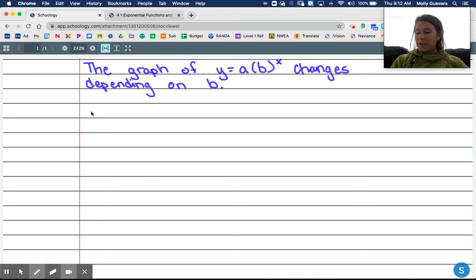Again, in your packet, you should have hopefully some blank graphs. You only need one of these, so do not rip out the whole page. Just cut out one of these, and glue it into your notebook.